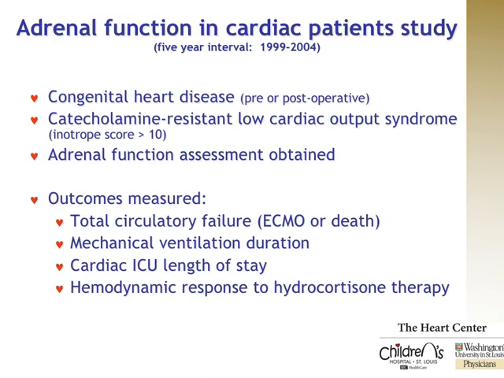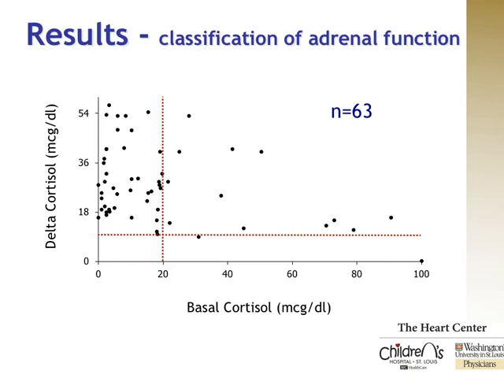And then we looked at outcomes. We looked at total circulatory failure, which was defined as the need to go on ECMO or death. We looked at duration of mechanical ventilation, cardiac ICU stay. And we also looked at the hemodynamic response to giving steroids, exogenous steroids. And this graph represents what we found with the 63 patients that we had measurements for. So along the bottom axis, we have the basal cortisol level, and on the y-axis, we have the delta cortisol, or the response to ACTH of the cortisol.